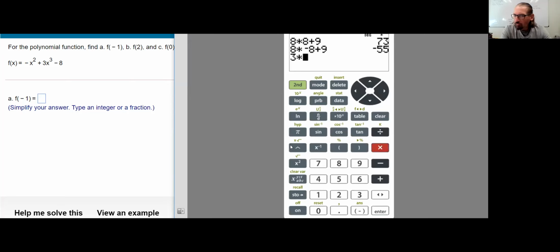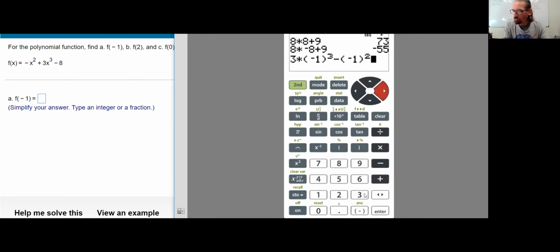we're putting in negative 1 first of all. So 3 times a negative 1. You may need to put parentheses around this. Raise it to the third power. And then press to the right to get out of the exponent. Minus x squared. So that's in parentheses, negative 1 is getting squared.